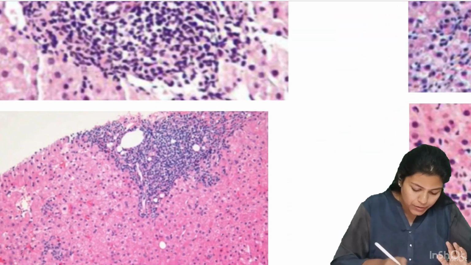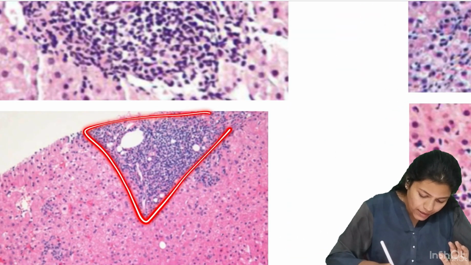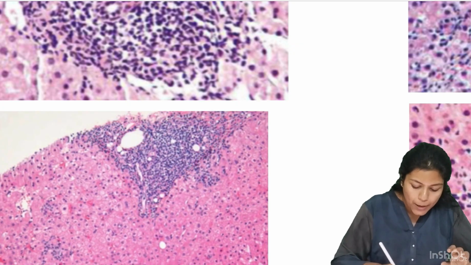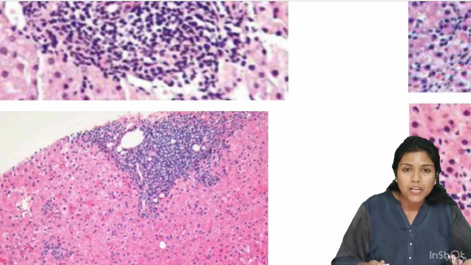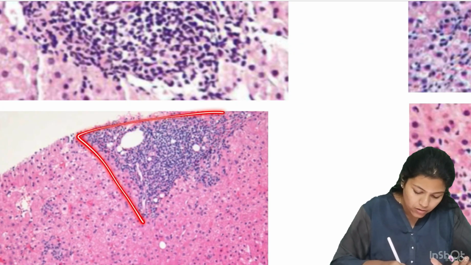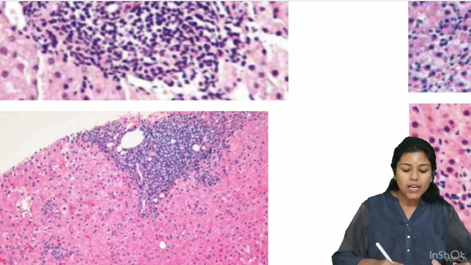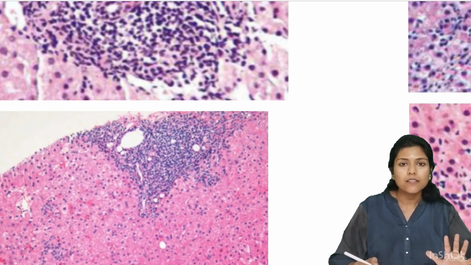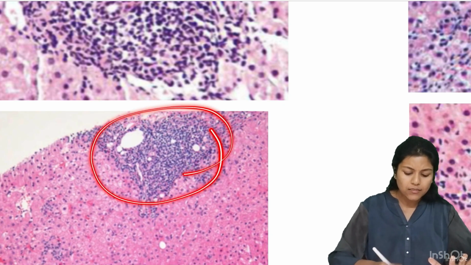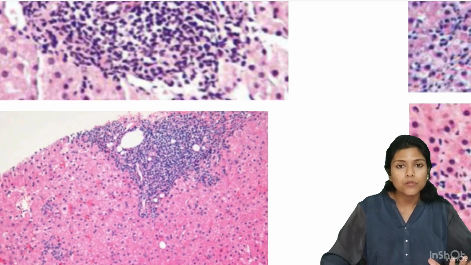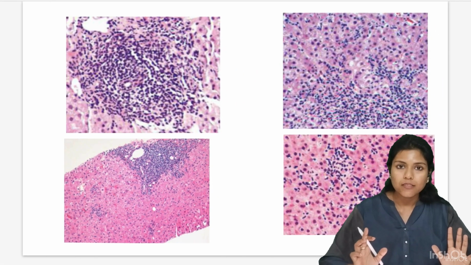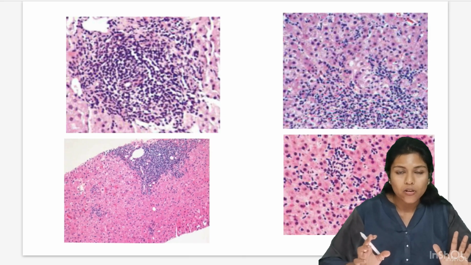Here is another image showing a portal tract area containing the portal bile duct, portal vein and hepatic artery, but the exact morphology is obscured because of this inflammatory infiltrate. There's a dense lymphocytic infiltrate around the portal tract. This is called portal tract inflammation. This is number one morphology in chronic hepatitis.